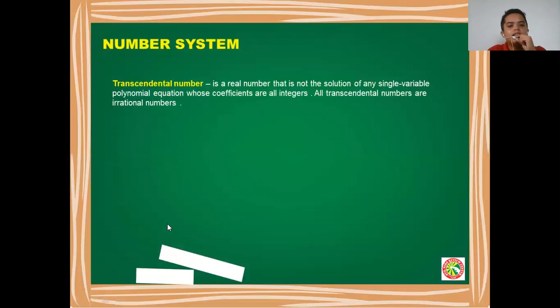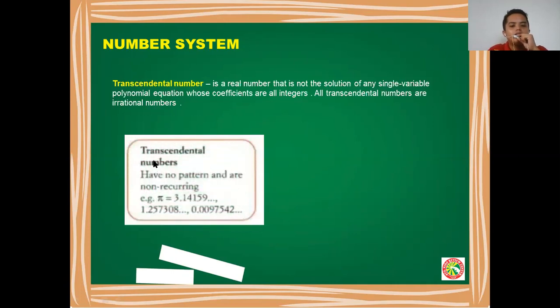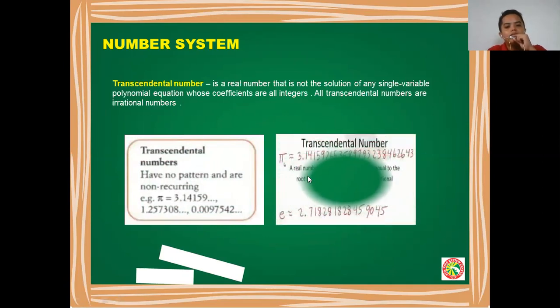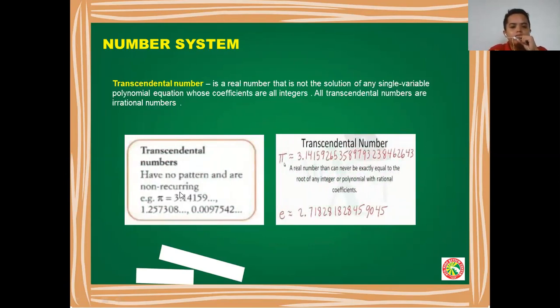Next is transcendental number. Transcendental number is a real number that is not the solution of any single variable polynomial equation whose coefficients are all integers. All transcendental numbers are irrational numbers. So these are examples of transcendental numbers: the pi, and then the e. Transcendental numbers have no pattern and are non-recurring or non-repeating and non-terminating.